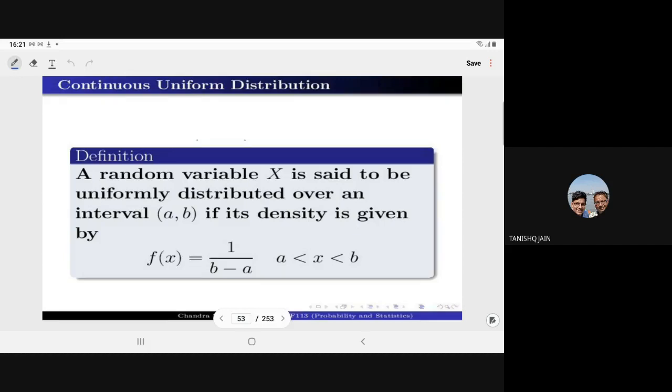So first we have the uniform distribution. A random variable X is said to be uniformly distributed over an interval (a, b) if its density is given by f(x) equal to 1 upon b minus a for x between a to b.